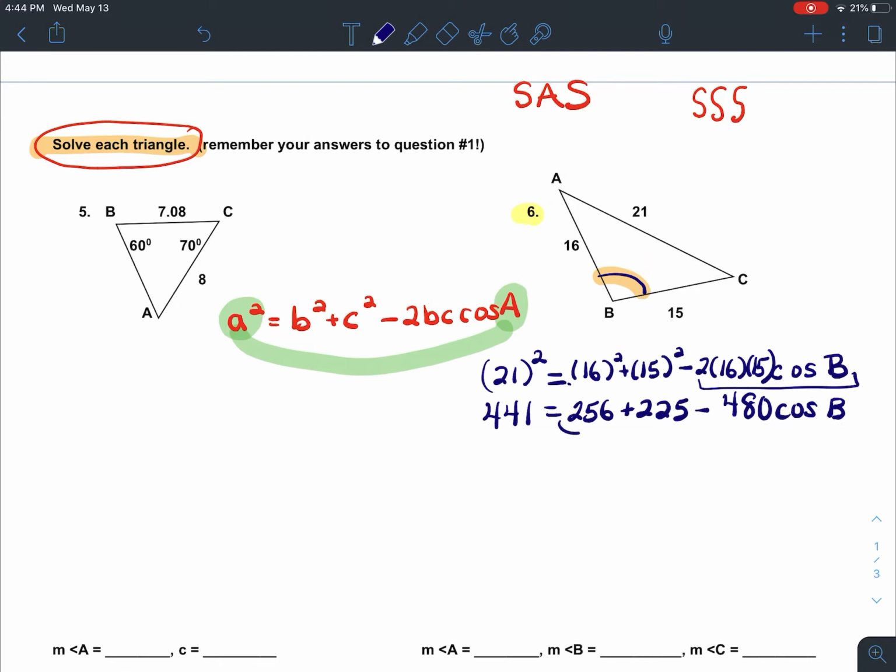Now, you can combine these two numbers together, the 256 and the 225, that's okay. But what you cannot do is take 481 minus 480 and say that there's a 1 in front of this cosine B. Order of operations, these are two completely separate terms. This and then this is all chunked together, okay? So be very, very careful about that.